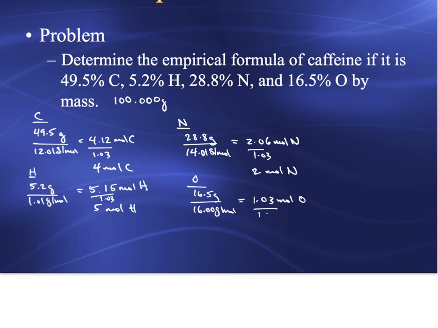And this, of course, divided by itself is just going to give you 1 mole of oxygen. So now what's my formula? Well, my formula is C4, okay, right there. And then we're going to have H5. We're going to have N2. And then lastly just O, because there's only 1 oxygen.